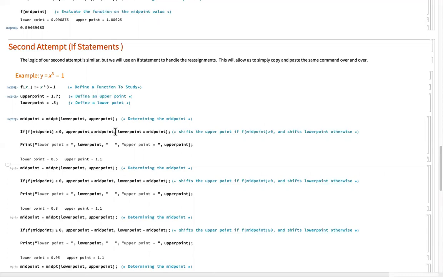On the other hand, so this is if this is true, then do this. Else, meaning if the function was negative at the midpoint, then you should move the lower point up. Okay, so I just have an if-then statement going through what I was saying out loud.